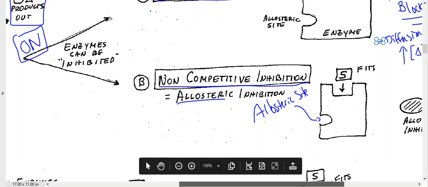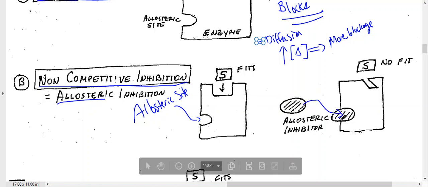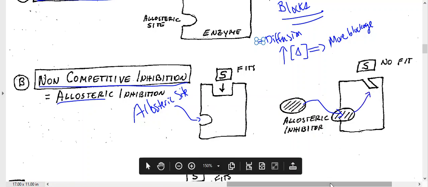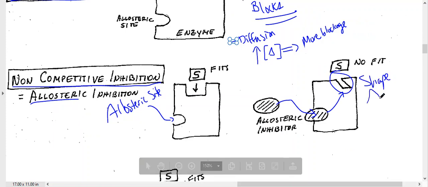So an allosteric site is going to have an allosteric inhibitor. This is some other kind of molecule that fits, almost like a second active site, although it's not the active site, but it fits in a similar way. So it's going to fit right into the allosteric site, and that is going to cause the active site to have a shape change.